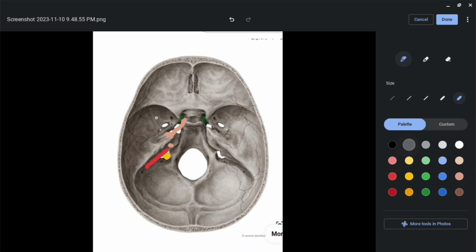Here we had the trigeminal impression, which I just marked, and then we have the arcuate eminence here. Then we have the tegmen tympani for the roof of the middle ear. So this is enough for the temporal bone.